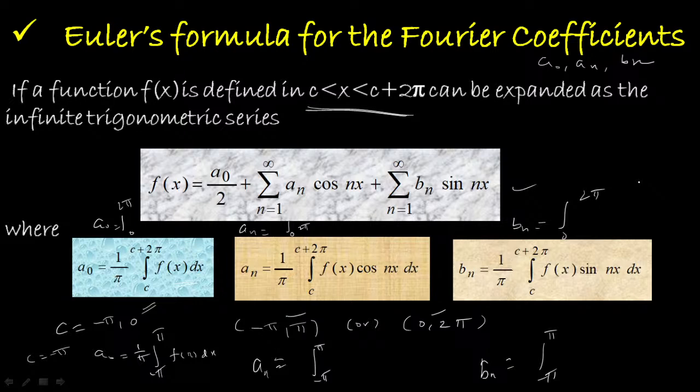So in most of the applications, the interval over which f of x is to be expanded is either minus pi to pi or 0 to 2 pi. So that's why we have to take these two cases and discuss the problem under these two cases in the next video.